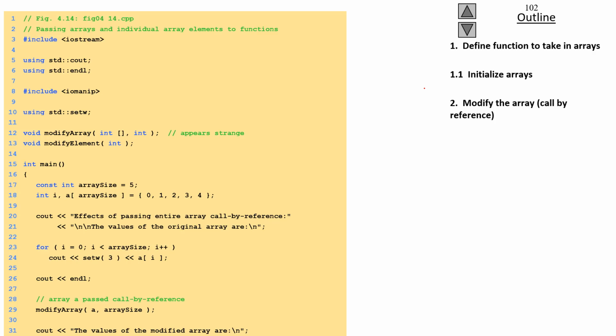So here is an example, considering whatever we have learned so far and putting it all together. So here I have using std cout, या इसकी जगह मैं using namespace std भी लिख सकता था, and iomanip is for the setw. So there are two functions that I'm defining here. The first one is modify array, and it is being passed the entire array and the size of the array. And then the second function is modify element.